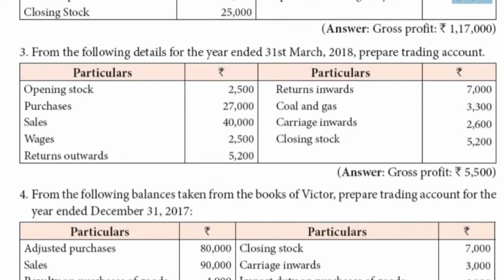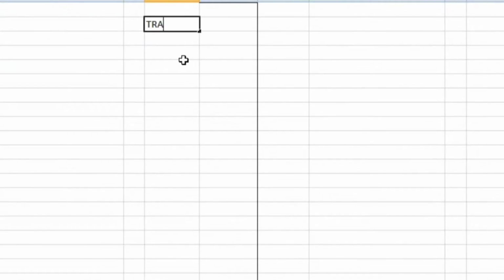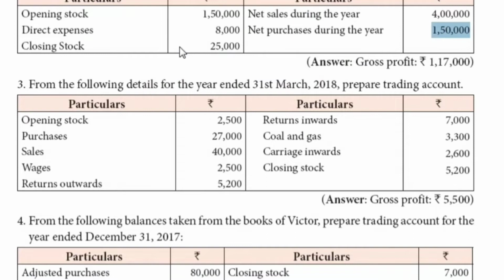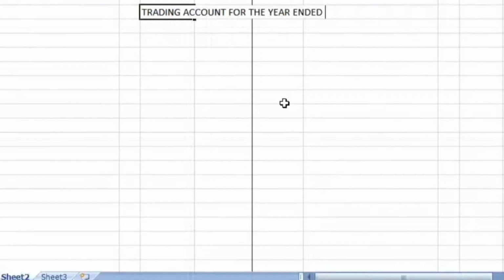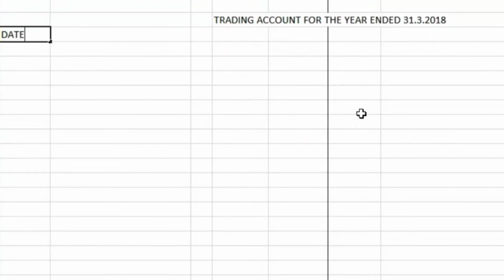So what you do is, like the first sum, you go back to your book, take a double page and write the heading as trading account for the year ended. So what was the year? 31st March 2018, so 31/3/2018. And give the format: date, particulars, the entire format. That is all the 11 items you are going to write now. So date, particulars, amount.